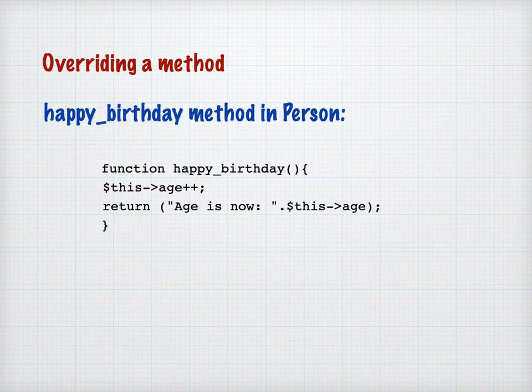So let's imagine that we had a happy birthday method. So we could add this into person. What does that happy birthday method do? Well, let's just say all it does is it adds 1 to age and it just returns a message which basically says this is the new age. Okay, and that's what we do when a person has a birthday. We just add 1 to their age and we return that string that says this is the age.